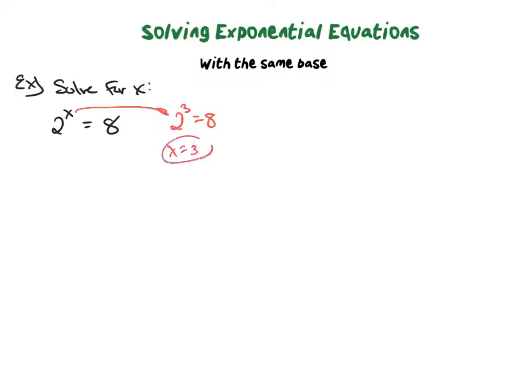Let's talk about solving equations that have the same base. So an equation that has the same base, an exponential equation with the same base, might look something like this. If we're asked to solve for x an equation 2 to the x equals 8, that's something that might be able to be solved pretty easily just by looking at it. For example, if x were just equal to 3, then we would have 2 to the 3 equals 8. So x should be 3.